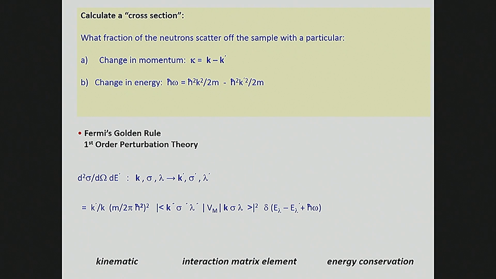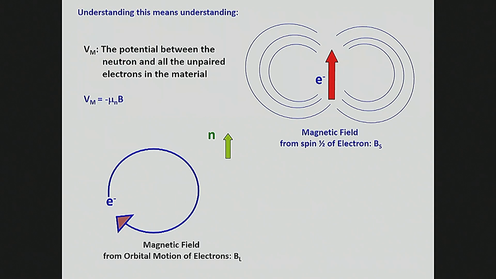Okay, and then we've got this energy conserving delta function, which I don't think I had in before, but I'm putting it in now. And basically, all it's saying is that if the sample changes energy from its initial state to its final state, the only thing the sample is interacting with is the neutron. So if the sample changes energy, that energy has to be taken away by the neutron. There's nowhere else for it to go. Okay. So that last term is just energy conservation.